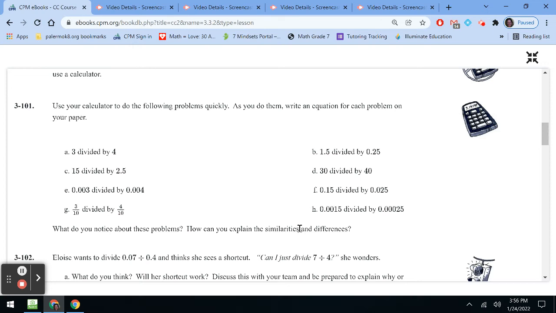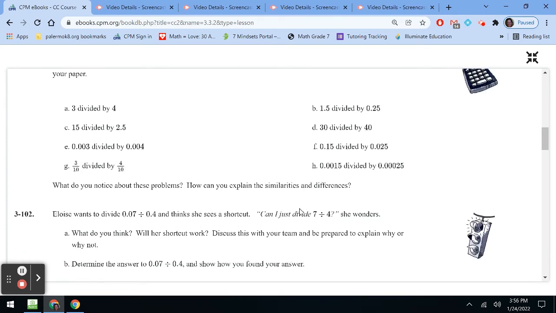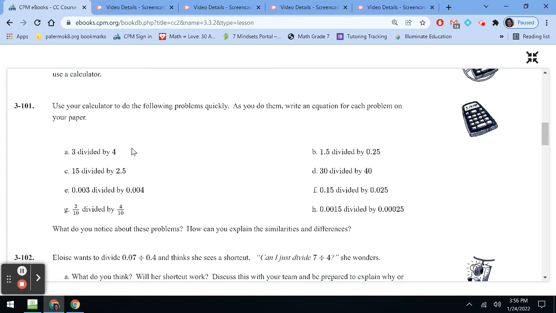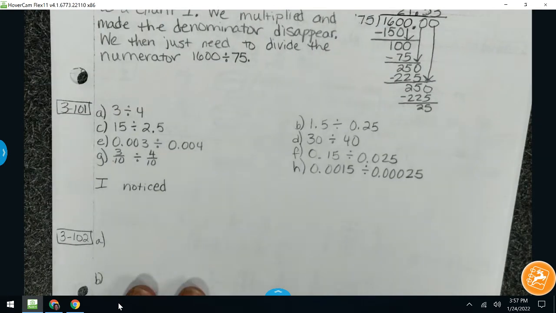3-101 says use your calculator to do the following problems quickly. As you do them, write an equation for each problem on your paper. So on here we have for alpha, it says 3 divided by 4. And so if we come over here to our notebook, I already did that part for you, the 3 divided by 4.